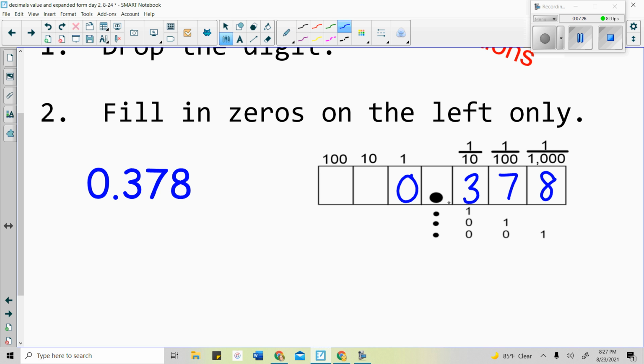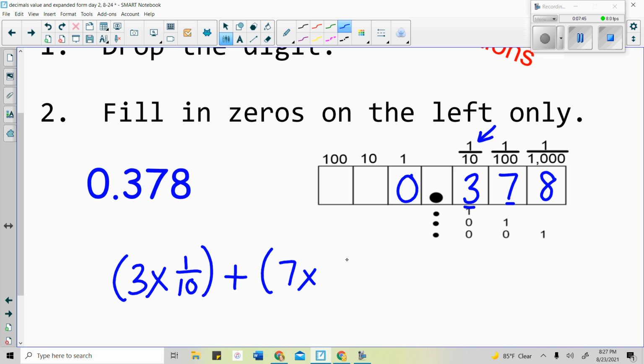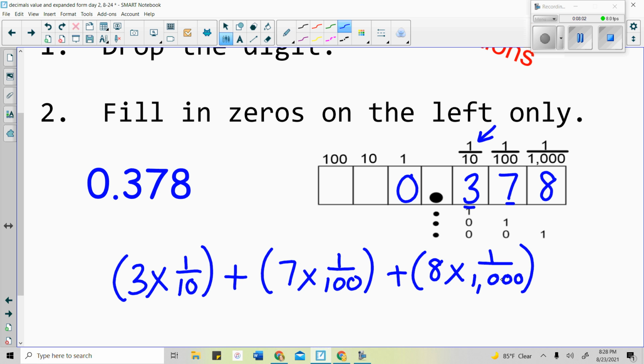Okay, so I'm going to start with the 3. So 3 times, what place is it in? It's in the tenths place. So 3 times the 10th. Now I'm going to put a plus sign because I would be adding it to the value of the next digit. So now my next digit is a 7, and it is in the hundredths place. So I put 7 times 100. Plus, now I'm going to do 8 times, and where is the 8? It is in the thousandths place. So this would be the expanded notation of the number that I just gave.